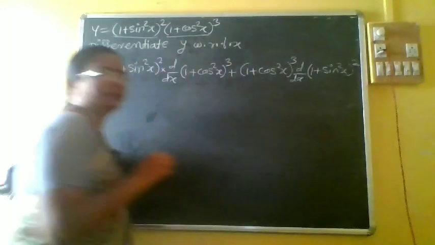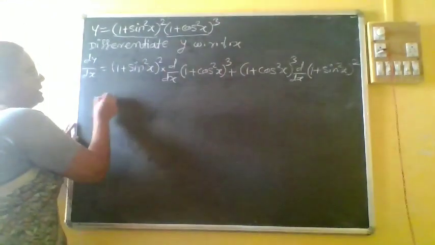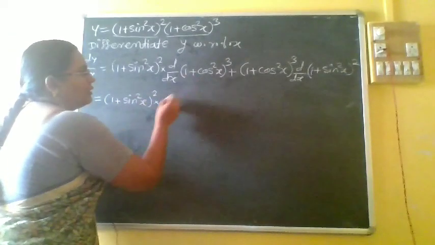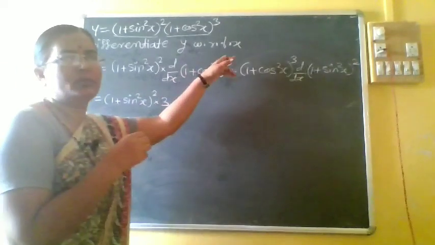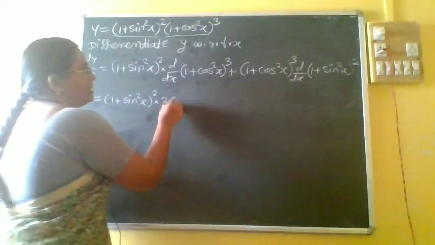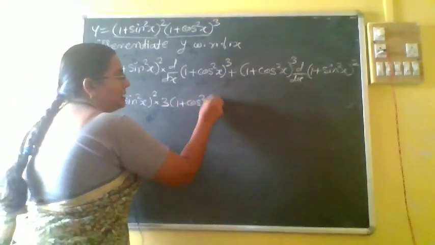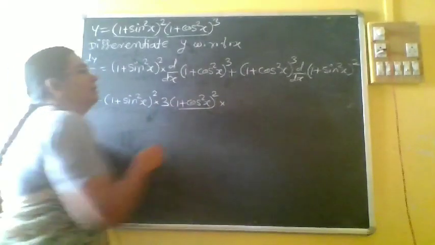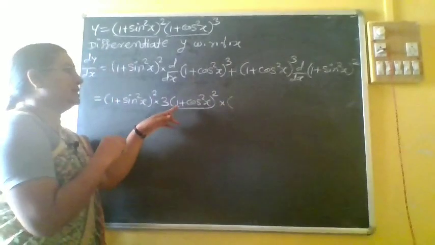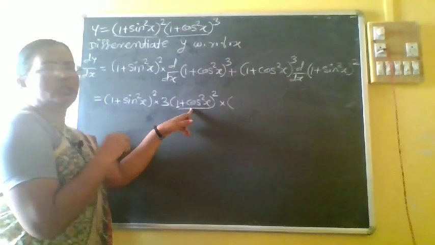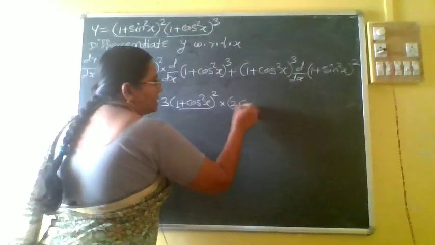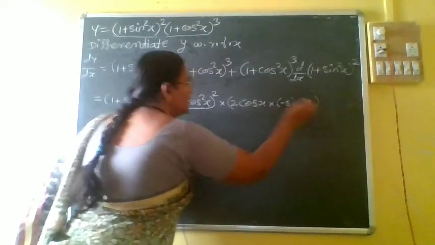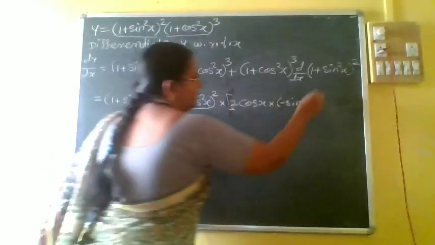Taking the derivatives, that is 1 plus sin square x bracket square into the derivative of this, by using the x raised to n formula, 3 here and 1 plus cos square x raised to 2. I am taking the derivative of the inside function directly. Derivative of 1 is 0, and the second function is cos square x, derivative of which is 2 cos x into minus sin x. Derivative of cos is minus sin x.